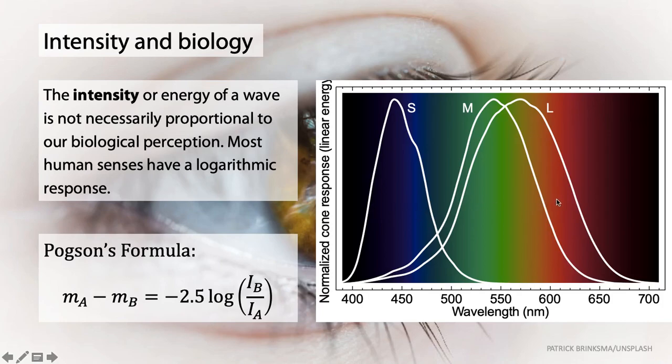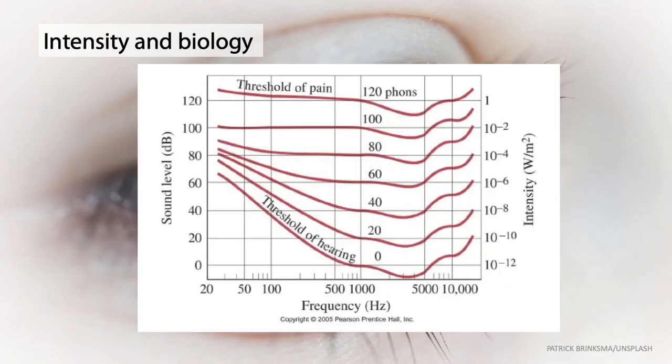This is the visible part of the spectrum, as we saw previously, which has evolved to take into account the fact that sunlight covers its maximum output during this range. So your eyes evolved to make use of the light available. Your hearing as well. Notice the logarithmic nature of this scale, the intensity scale, compared to this linear decibel scale.